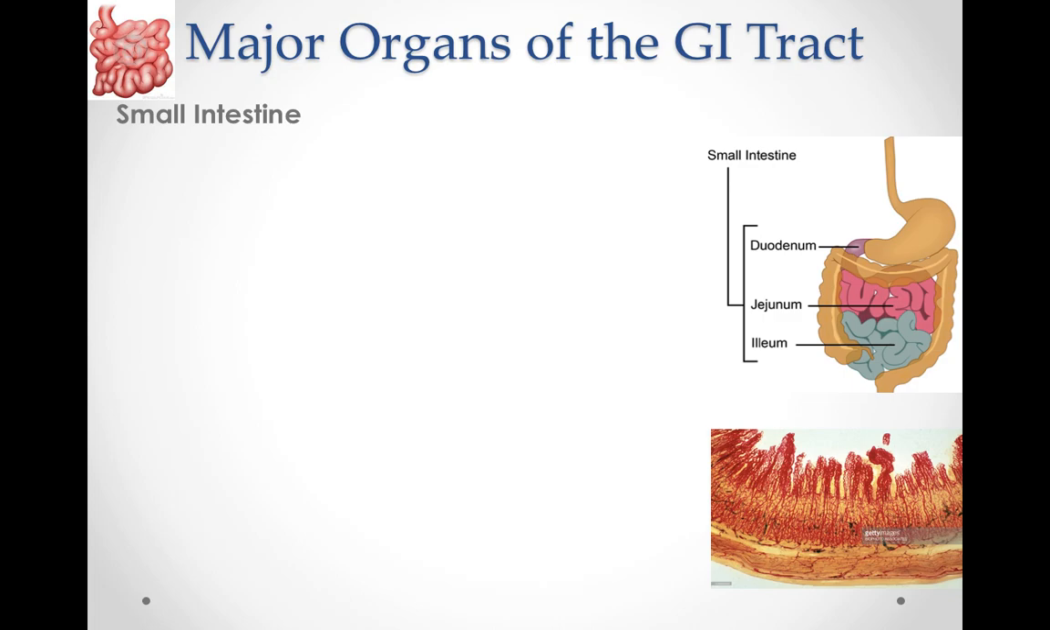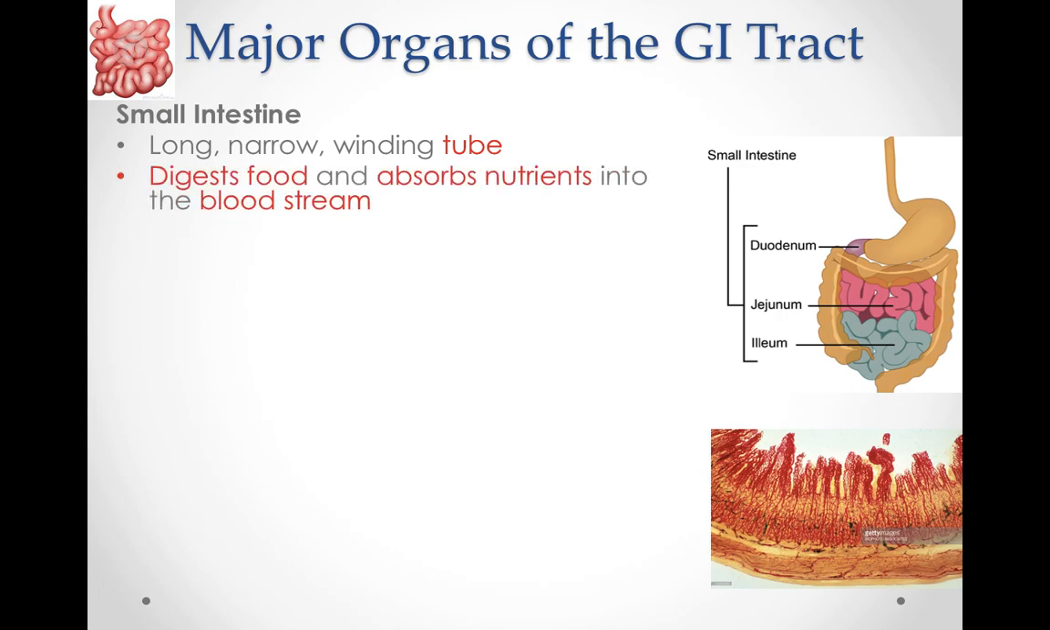After the stomach, we have the small intestine. This is a long, narrow, winding tube, and it's really long, but it's called the small intestine because of the diameter of the tube. They're skinny little tubes that wind around. So despite it being really long, it is called the small intestine because of that diameter. This is where we are going to further digest food and absorb the nutrients. Put a little star beside that. This is where the absorption of nutrients happens.